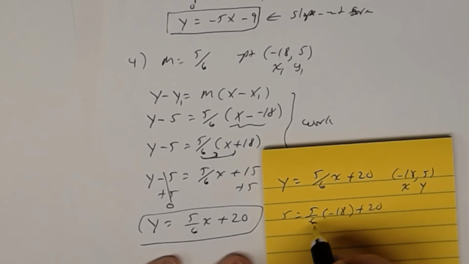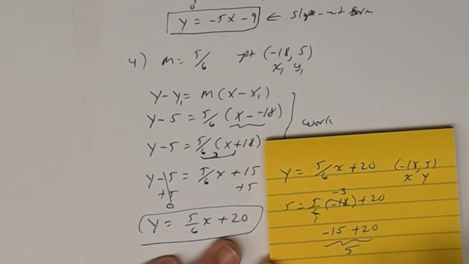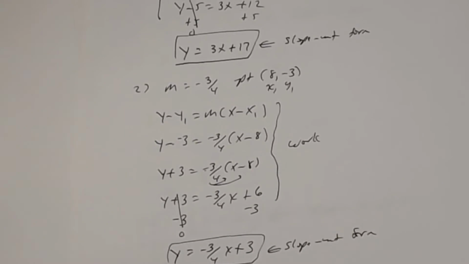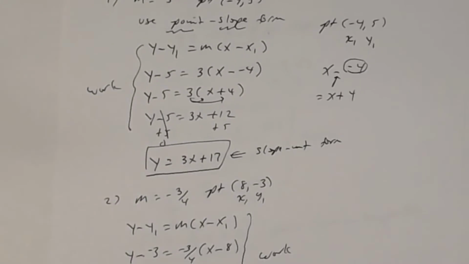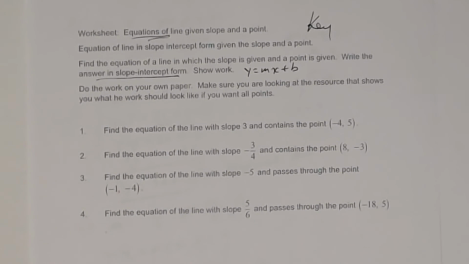So 6 into 6 is 1. 6 into negative 18 is a negative 3. 5 times a negative 3 is a negative 15. And a negative 15 plus 20 is going to equal 5. And so that's the right-hand side's 5 and the left-hand side's 5. And there's your answer. So that is the key to the worksheet on writing equations of lines given a point and the slope.